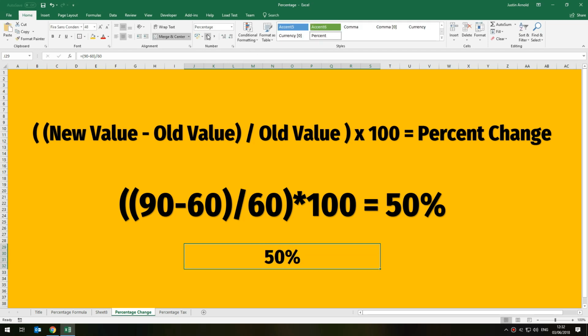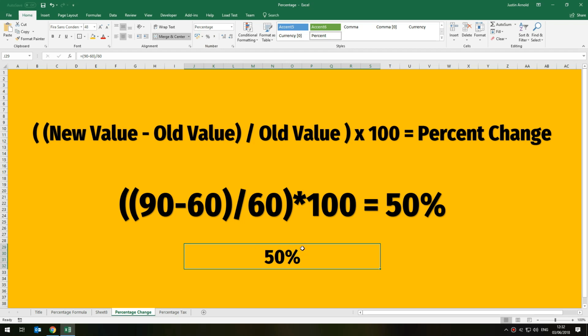Well, I've already formatted that as a percentage in fact, so let's just put that back to general so we can see that as a fraction. So 90 minus 60 divided by 60 gives me 0.5. So 0.5 is of course 5/10ths, and now if we click the percentage sign, the two things that Excel does is multiply it by 100 and then add the percentage symbol. So there we are, 50% as we would expect.